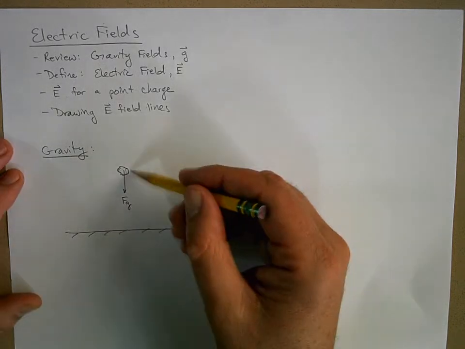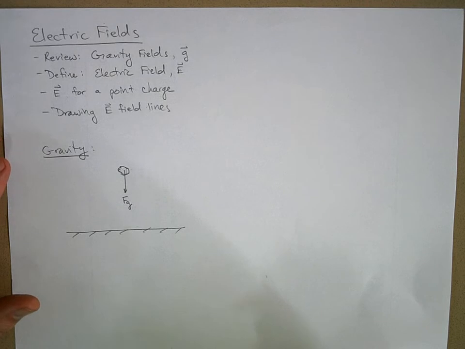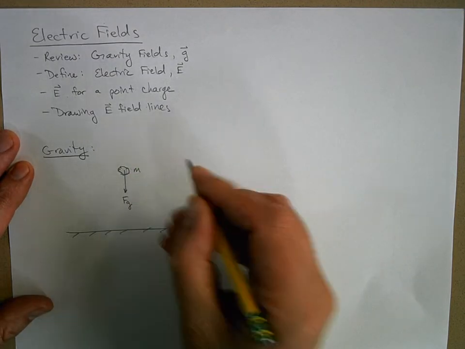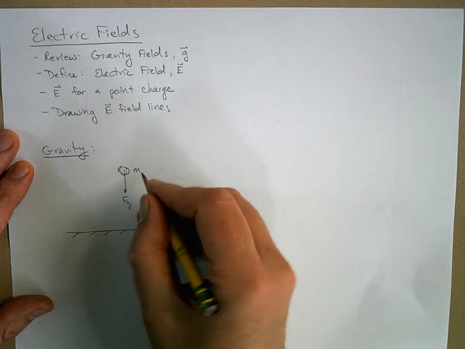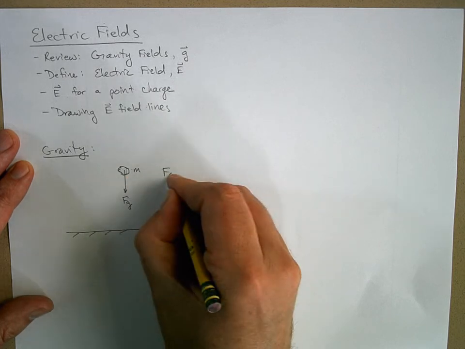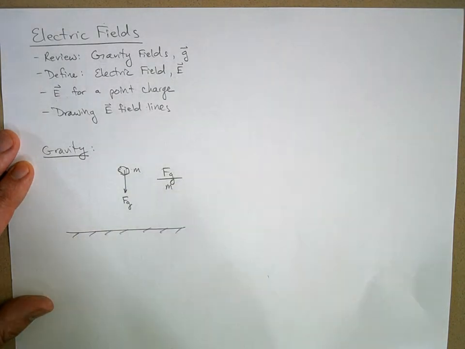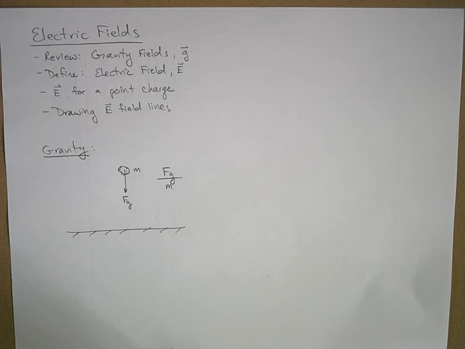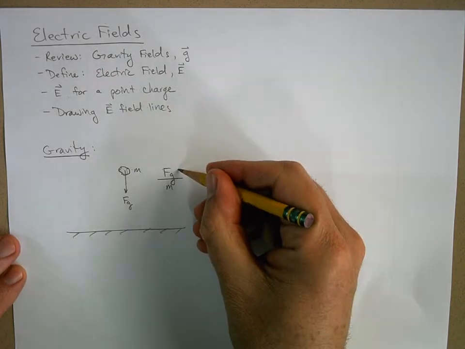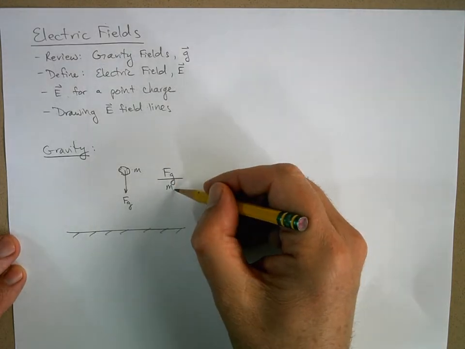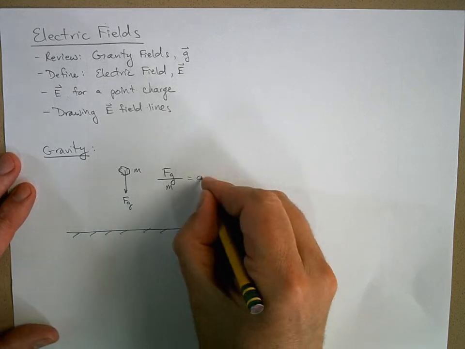And we have a way of describing how strong the gravitational field is. We say that we take the force of gravity and we divide it by the mass of the object that's in the gravity field. See, gravity is caused by mass, and so if something has mass and it's in a gravity field, it will feel a force. If you take that force that it feels because it's in a gravity field and divide it by the mass, you've got the gravitational field.